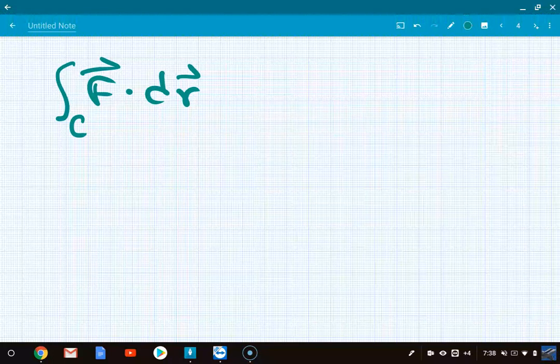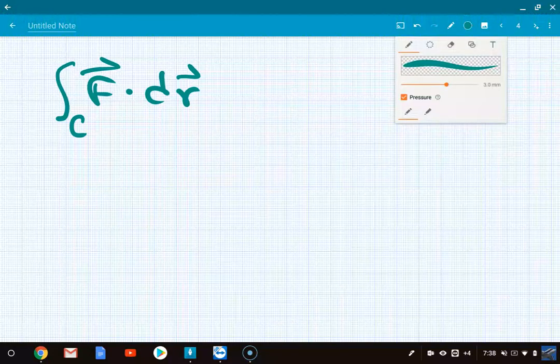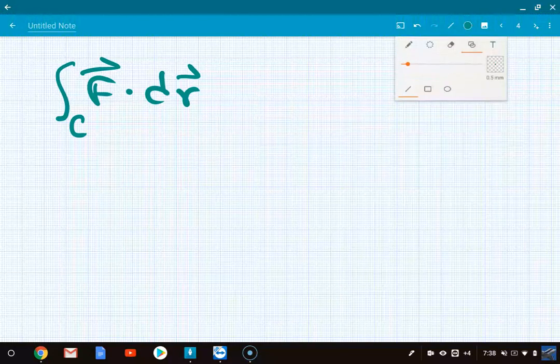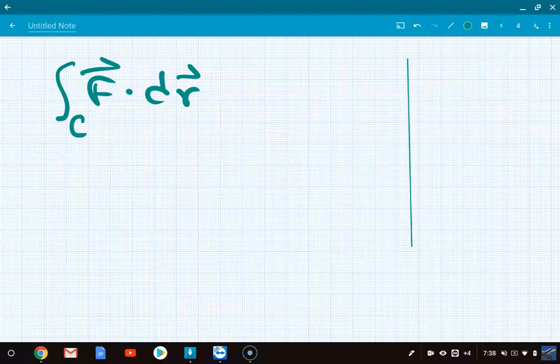Oh, here's C. I'm going to draw it. Okay, here comes the geometry. Hang on. Okay, how do I do geometry on here? Oh, that's skinny.